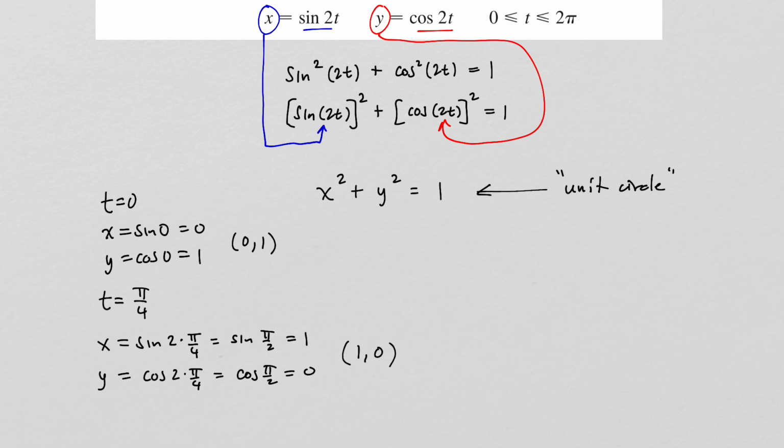So let's start to think about what we have here. When we plug in t equals 0, we get the point 0, 1, which is this point here. So this is our initial point. When t equals pi over 4, we're getting the point 1, 0, which is here. So even though we know that this is a unit circle, it does appear from these 2 points that we are orienting in this direction.